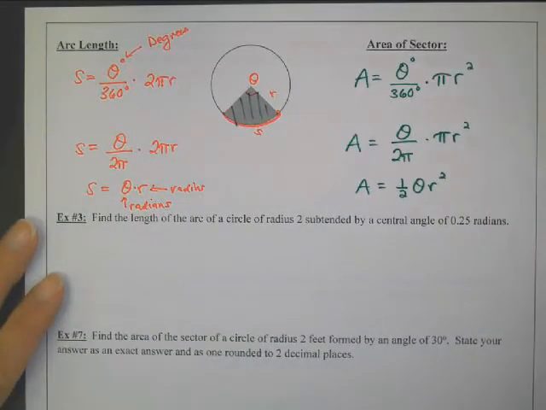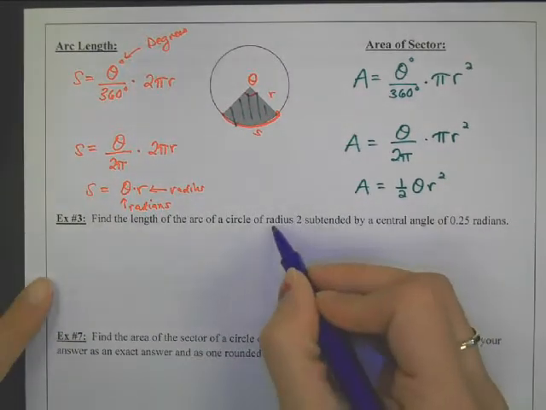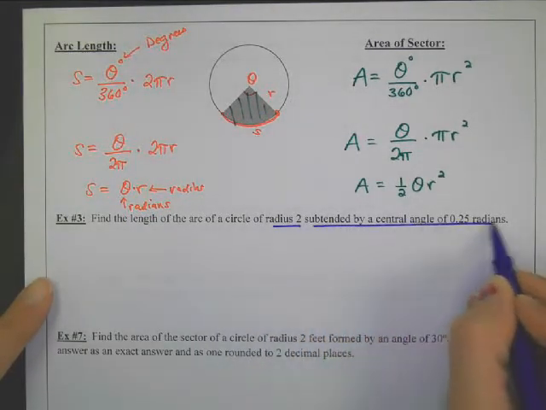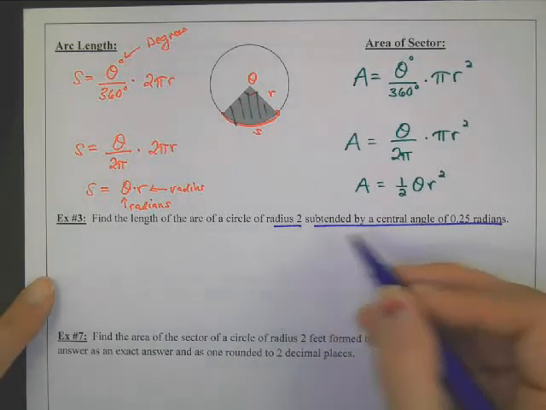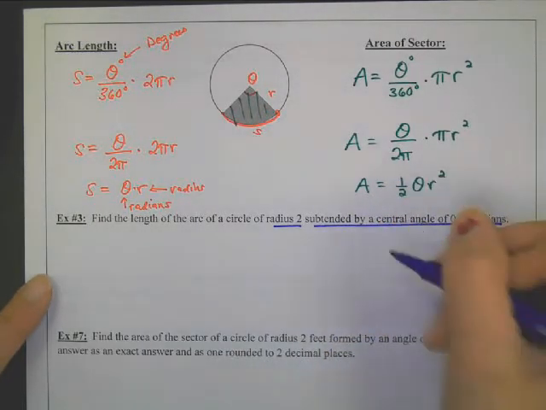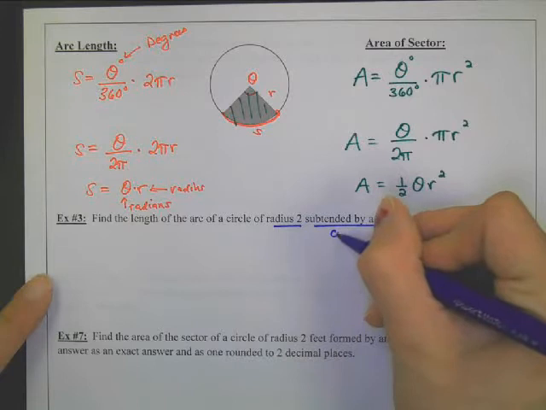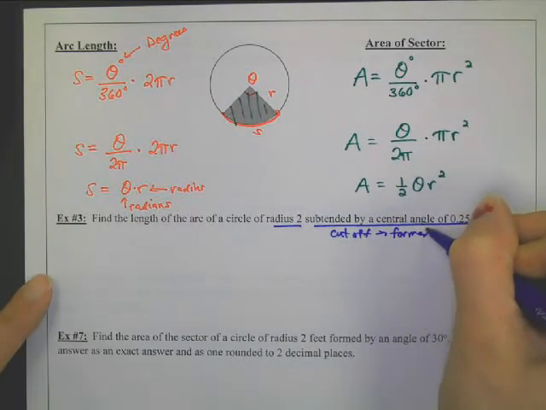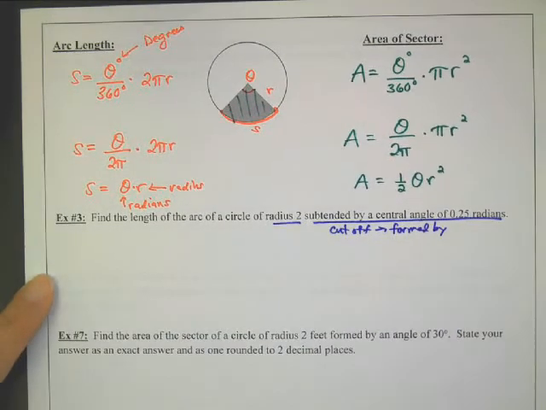Okay, we are going to find the length of an arc of a circle. The radius is 2, subtended by a central angle. All right, that's really weird, but subtended means formed by or cut off. So let's go ahead and draw a cute little picture of what this is going to look like for you.